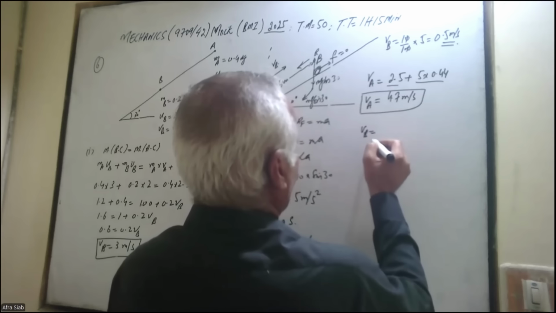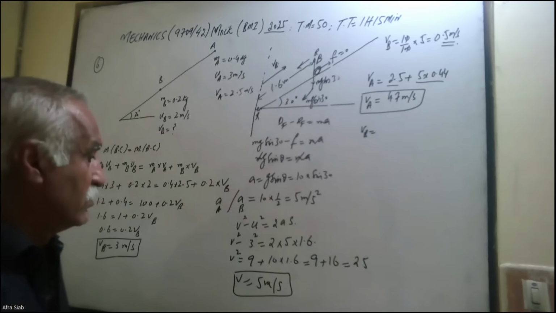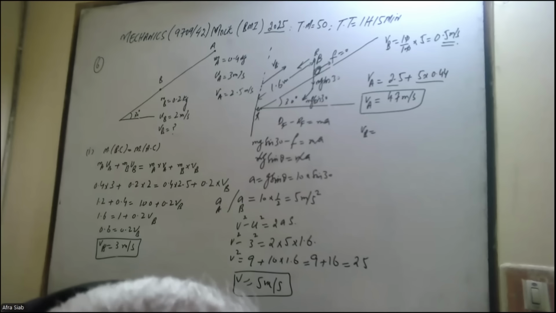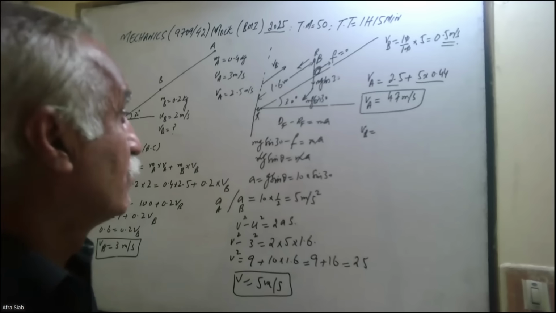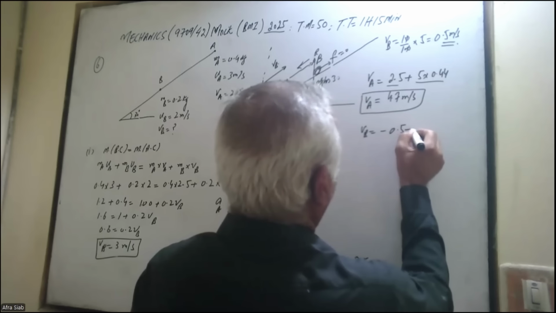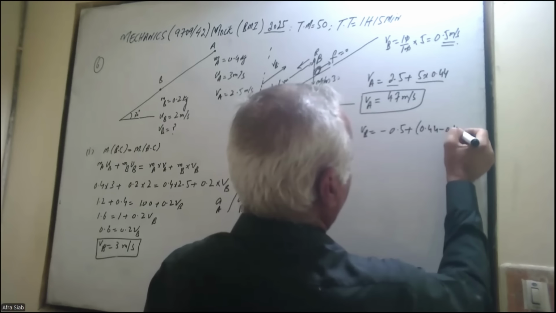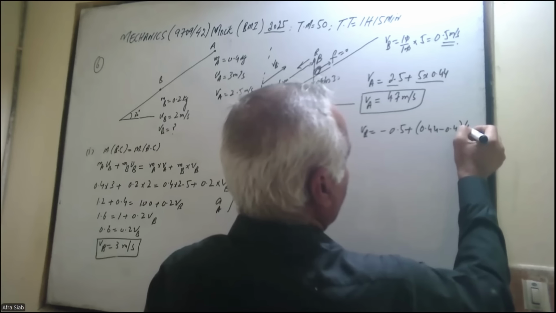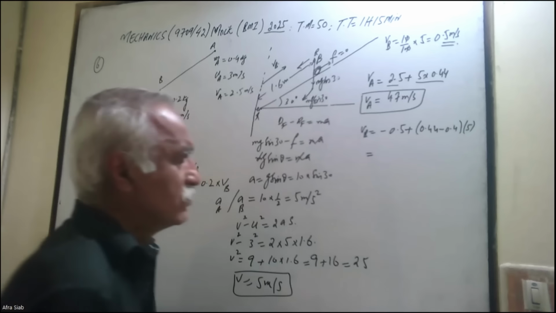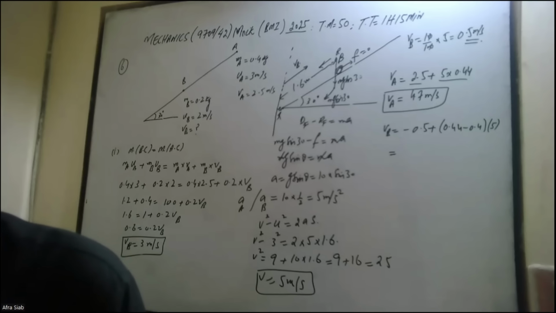And the velocity of B will now be equal to its initial speed, but because it is moving in the opposite direction, its velocity will be minus 0.5 plus, time will be 0.44 minus 0.4, into acceleration a, that is 5. So that thing is equal to 0.3.